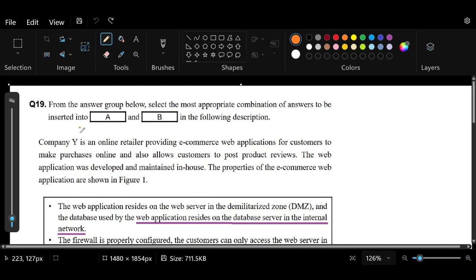Question number 19 of the PhilNITS FE afternoon portion of the exam. In this question, there is a company called Company Y, which is an online retailer providing e-commerce web applications for customers to make purchases online, and also allows customers to post product reviews. The web application was developed and maintained in-house. The properties of the e-commerce web application are shown in Figure 1.